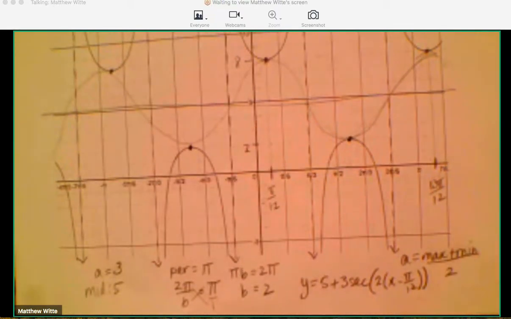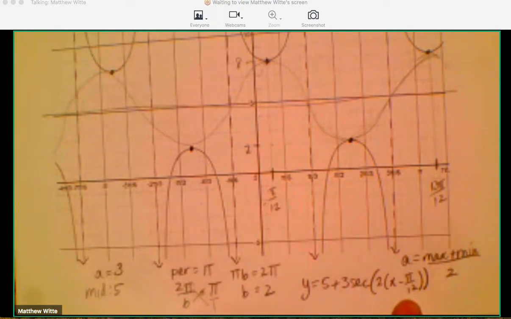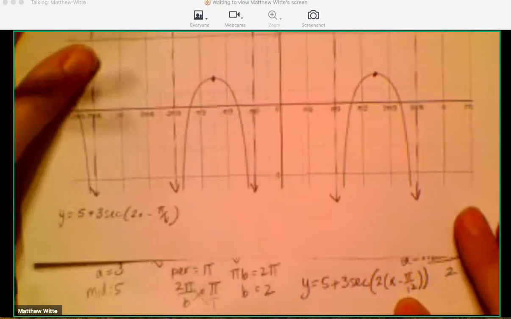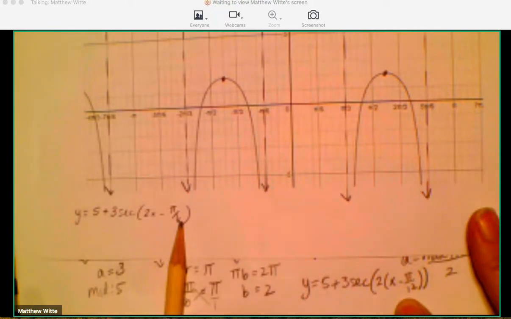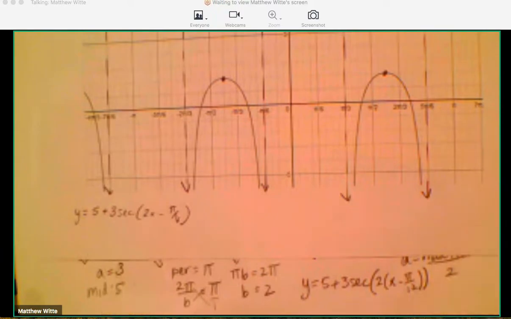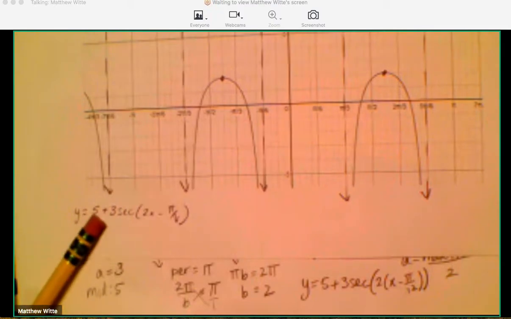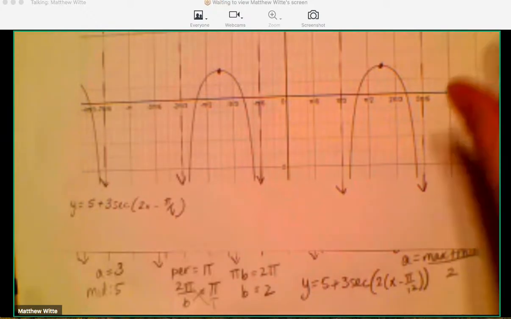So I did this. Okay, yay. This was the one I actually plugged in. You can leave it in factored form, just so you know. What you're going to see is that because I was plugging it into the Desmos app, I plugged it in as 2x minus pi over 6. But notice that 2x minus pi over 6 is distributed, so 2 times pi over 12 will get you that pi over 6. But we have 5 plus 3 secant. And again, I could have done cosecant as well. Okay, but this is what I plugged into Desmos, and then it gave me this. And then I just prettied it up a little bit by drawing in the asymptotes for you.